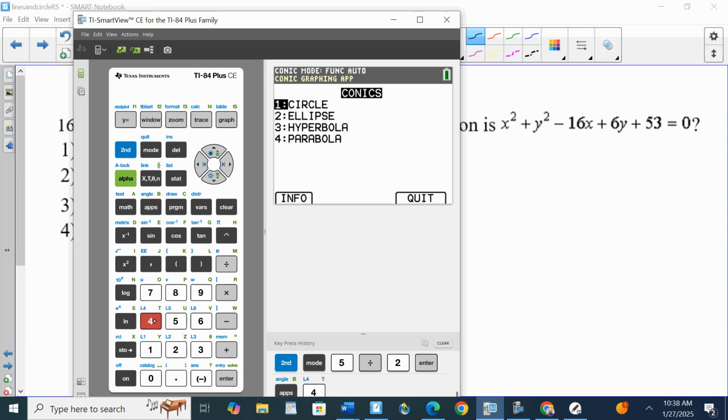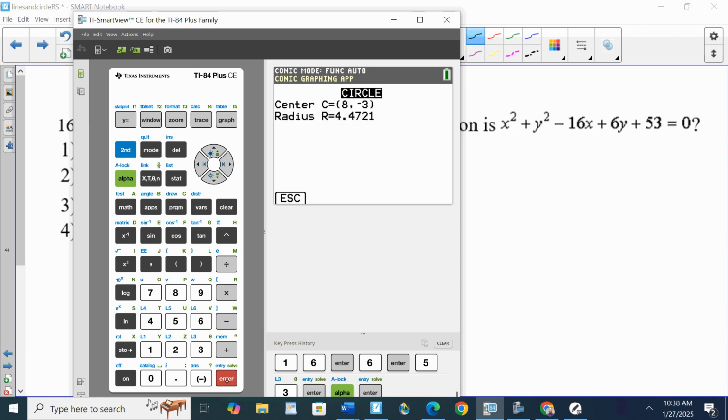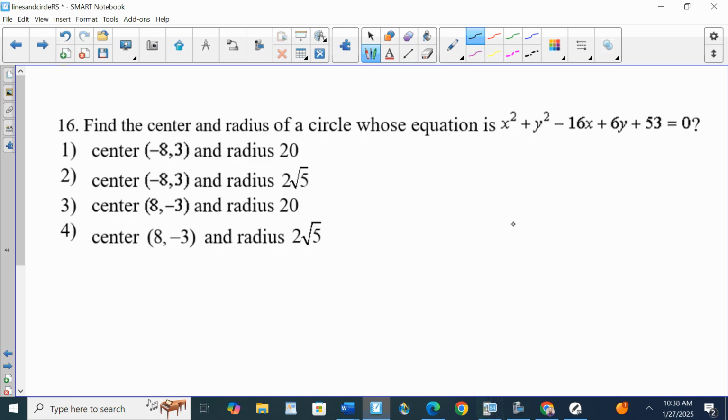Apps, Conics, circle 2. A is always 1, B is negative 16, C is 6, D is equal to 0, so 53 is good. Alpha, enter. My center is 8, negative 3, so that one's fine. 8, negative 3, 8, negative 3, so those are out.